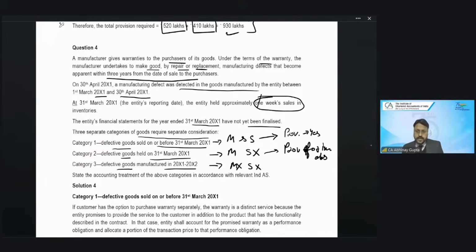Correct? Yes, sir. The third category: the goods are not manufactured in the year, rather they are manufactured in the next year, right? So they are not yet manufactured. So do I need to record a provision for the goods which I will manufacture in April? No, sir, because the present obligation is not there. It's not an obligating event. There is no obligation because whatever I will do in the future, I cannot record that today, correct?